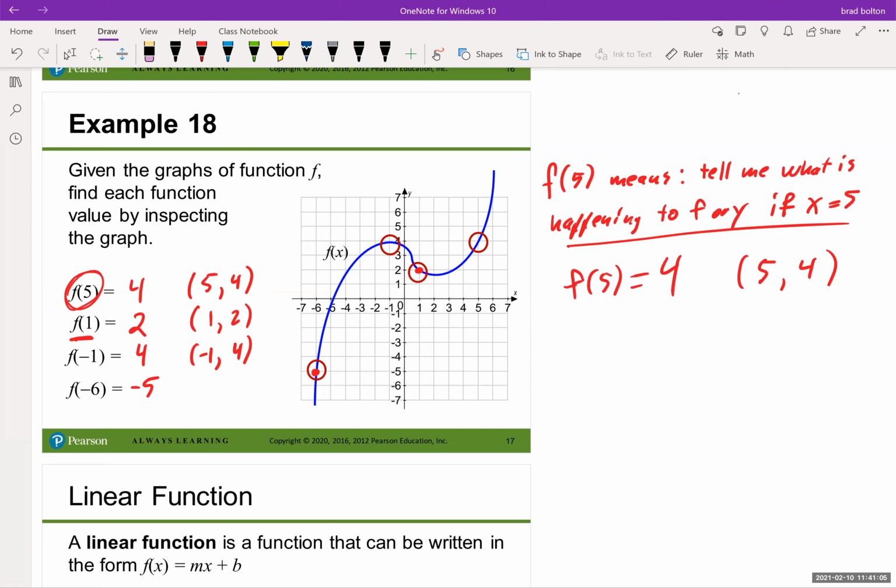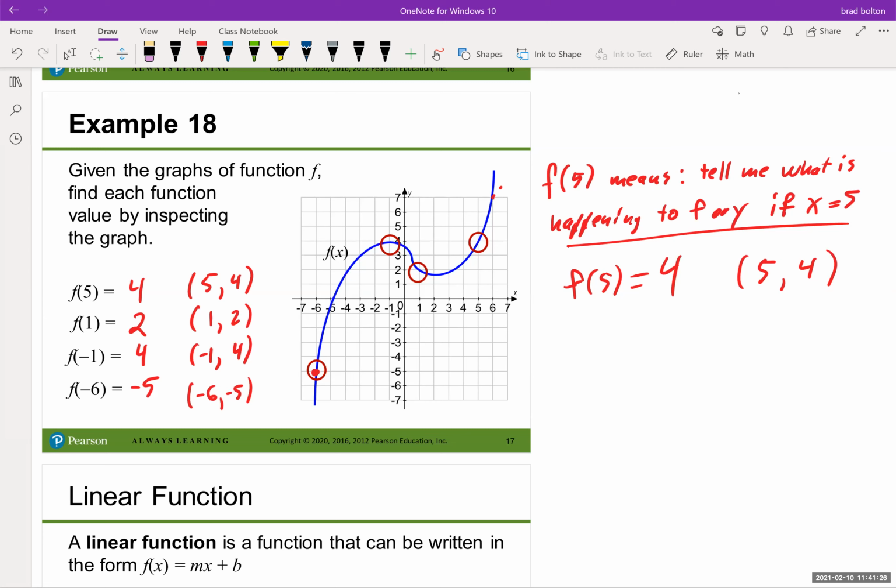What does that mean to say f of 5? It means, what is my y value when my x is worth 5? So it turns out my y value is, in that problem, 4. So here I'm going to write negative 6 comma negative 5. So we now have these coordinates, okay? And we could do it for every single one of these. We could tell the x value, okay? And then you could find the y.